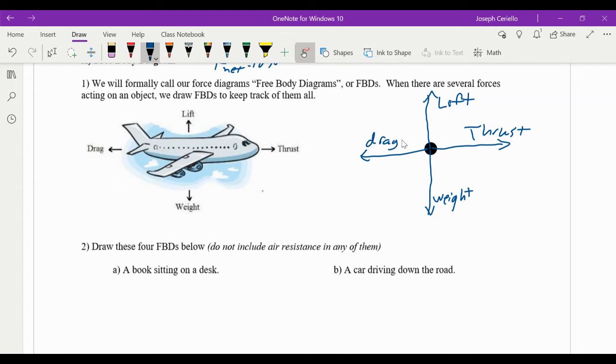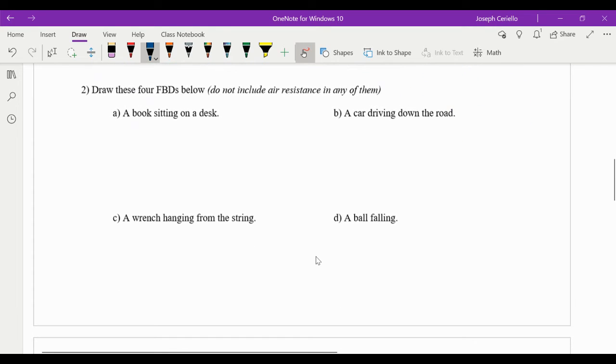Now, every free body diagram is going to be different. In this case, the airplane has these 4 forces acting on it. In a different case, it might have none of these 4 forces acting on it. But in this scenario, those are the forces acting on it. So we're going to draw 4 free body diagrams right now. We are not going to include air resistance or drag on any of them.